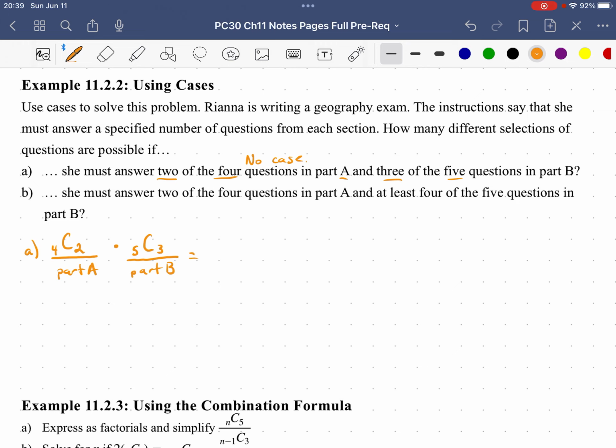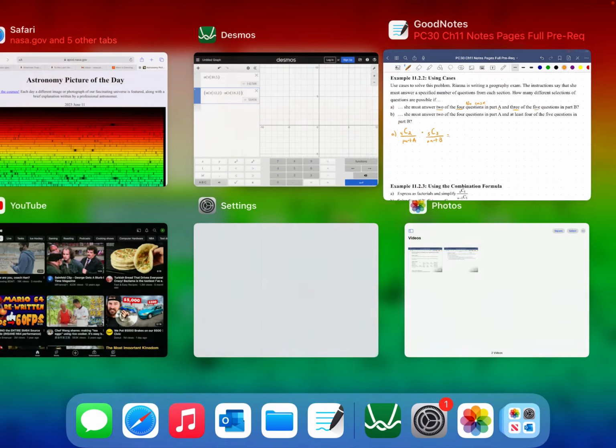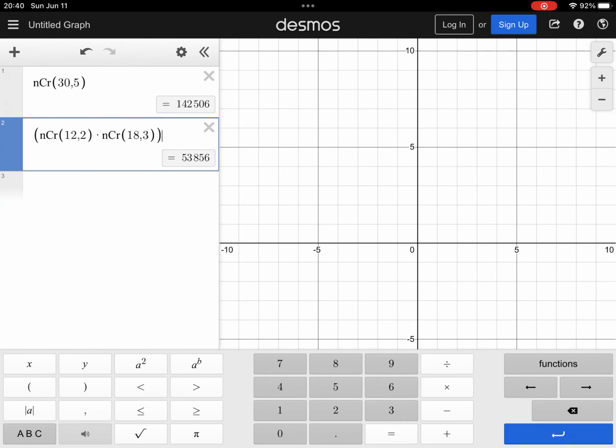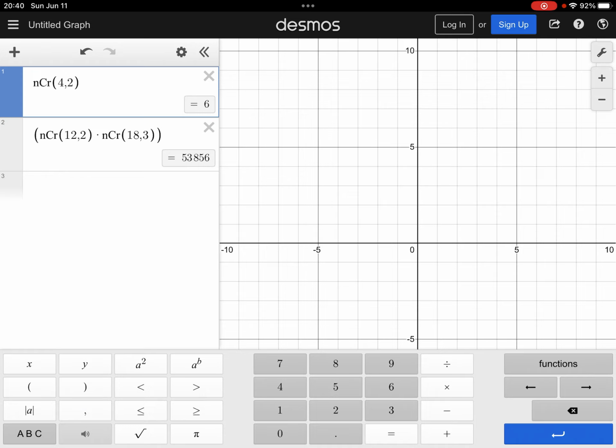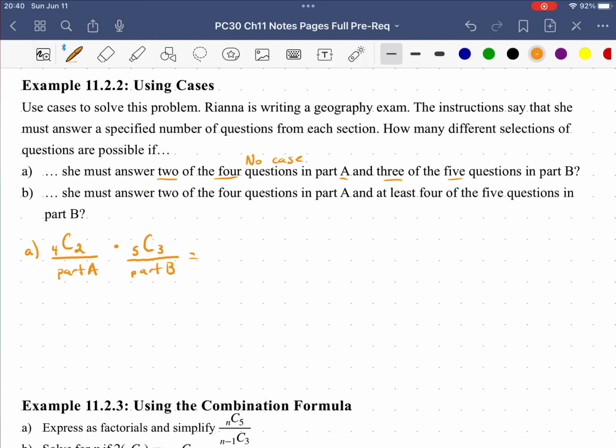So let's take a look at what 4 choose 2 and 5 choose 3 are. These are going to be relatively small numbers. In the last question, we got big numbers because we had large groups of 30 and 18. You get to big numbers really quickly. But with 4 and 5, we're going to get small numbers. So we're going to still go to Desmos. And I want to show you what each one is individually. So 4 choose 2 is 6. There's 6 ways to choose things out of 4. So it's 6.